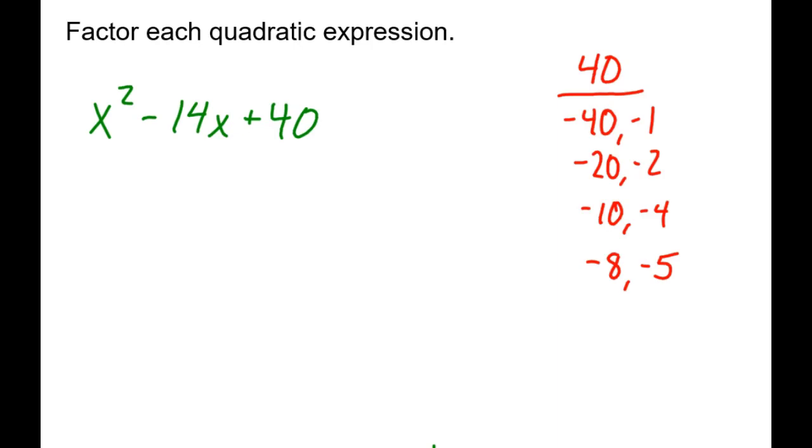So I make my list of factors for 40. I'm looking for the combination that when I add these two factors together, that sum is negative 14. So in this case, the combination that's going to work is negative 10 and negative 4. So I'm breaking this down into my two linear binomials. I have an x squared, so I know I'm going to have an x and an x. And now I put my two factors in, so I have x minus 10 and x minus 4. So we started with x squared minus 14x plus 40. We factored that down to get x minus 10 times x minus 4.